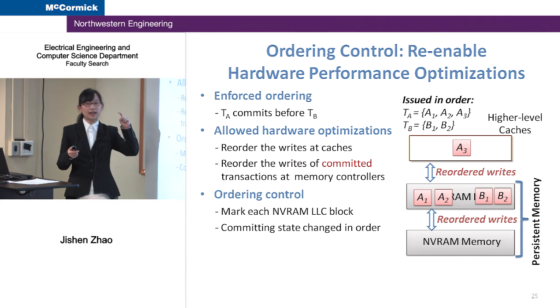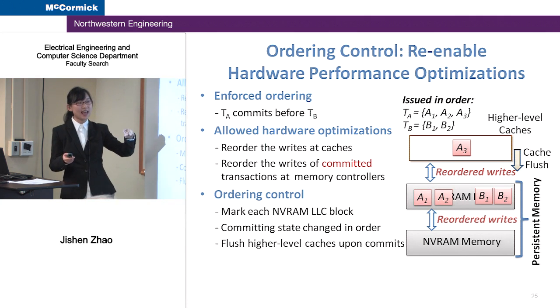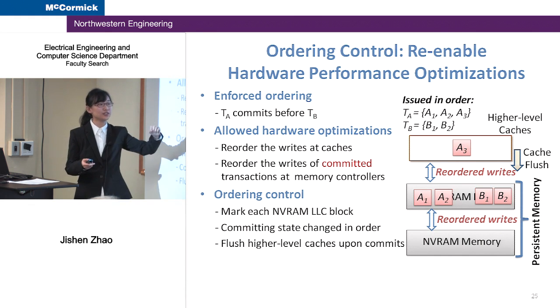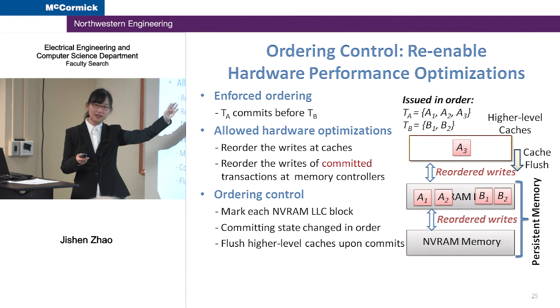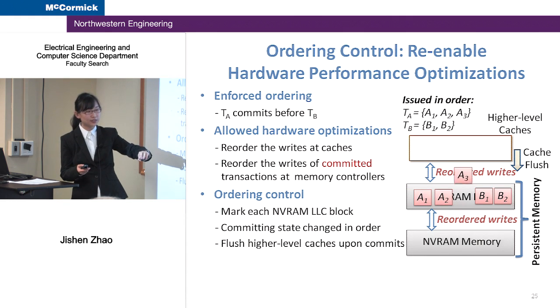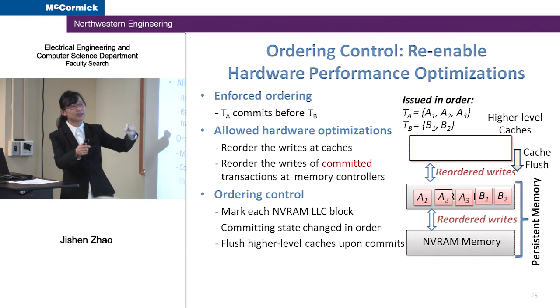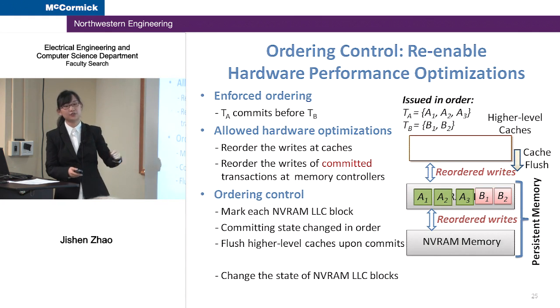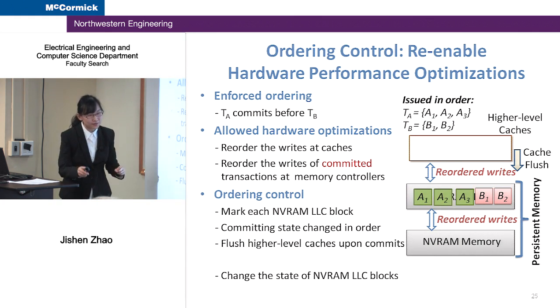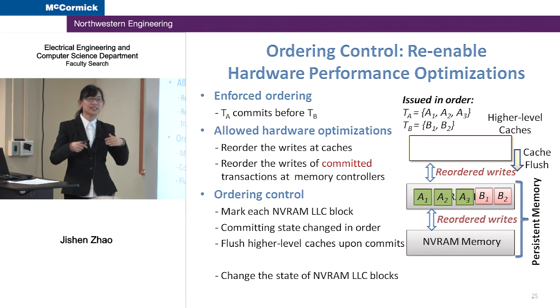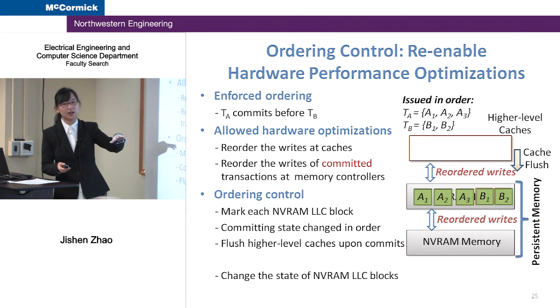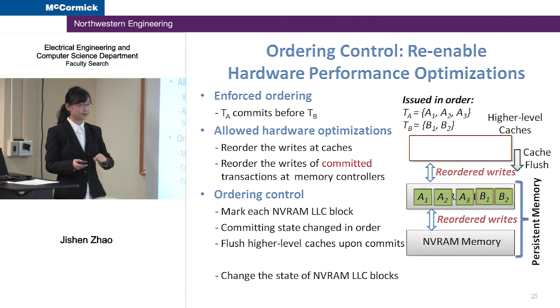When the last instruction of an early issued transaction is executed, we perform a cache flush to flush the remaining cache blocks from the higher level cache to the last level cache. After that, all the writes of the previously issued transaction arrive at the last level cache. We change the state to committed. And after this early issued transaction is committed, we can change the state of the later issued transaction.